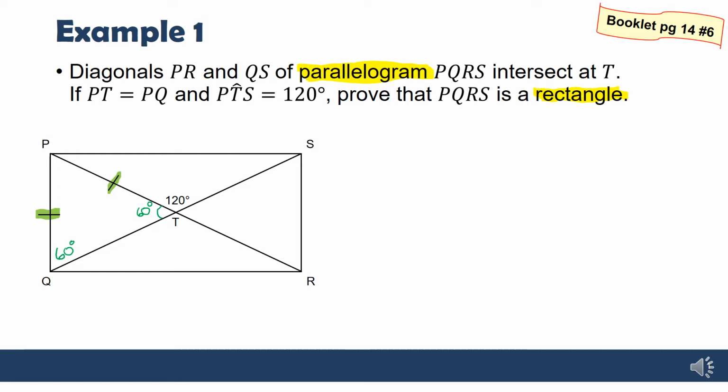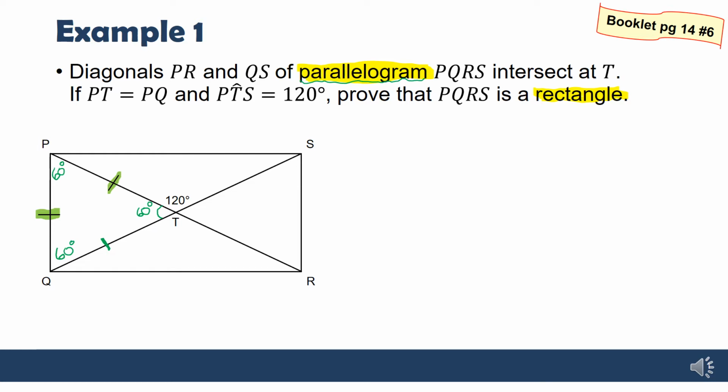Then sum of angles in a triangle, QPT is 60. So I've worked out that all of those are 60 degrees. And we know that if a triangle has all equal angles, it also has equal sides and is an equilateral triangle. As soon as you have these two sides equal, PT and QT equal, that gives you a hint of how we're going to progress, because this shape is already a parallelogram.